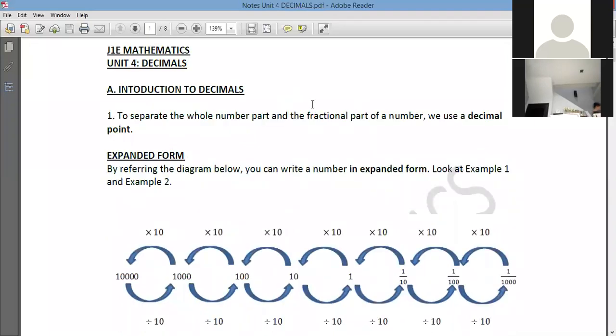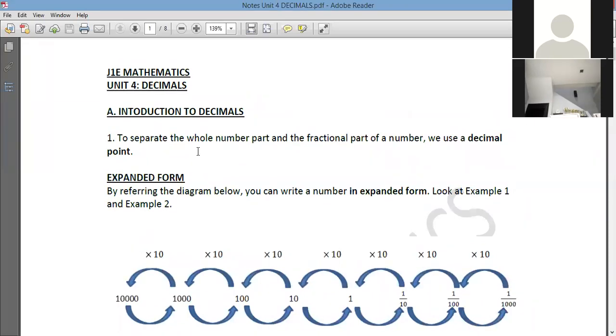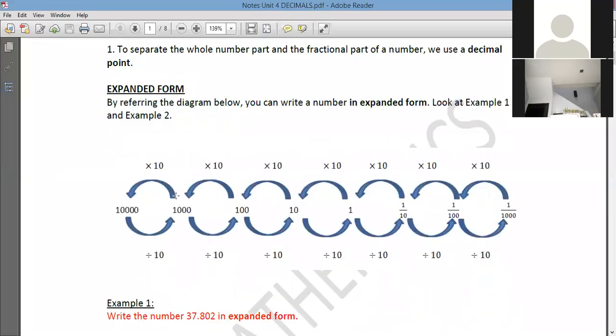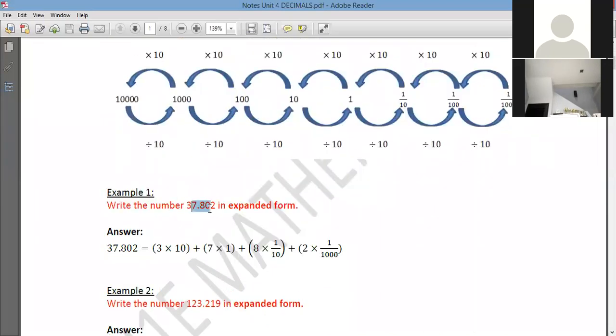Okay, so first, you already learned this one in primary school, A and B part. The only thing you never learned is C part, recurring decimal, if you read my notes. Okay, so this one, introduction to decimal. So let's say this is a decimal number. A decimal number is always with a decimal point.